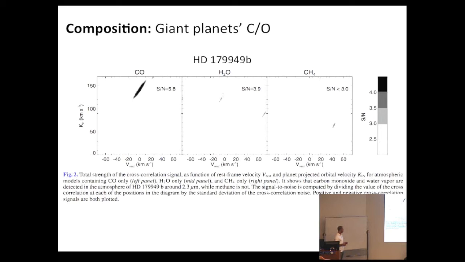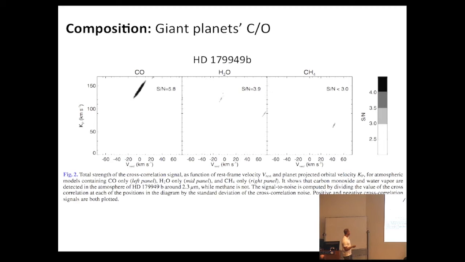We can also assess the C/O ratio for non-transiting planets using high-resolution spectroscopy. So this is work coming out of Ignas Snellen's group in Leiden, who's pioneered the use of CRIRES on the VLT in this ground-based high-resolution spectroscopy approach. And so they had a paper led by Matteo Brogi on a non-transiting planet, HD 179949b. Who knows this planet? I guess the radial velocity folks know this planet.